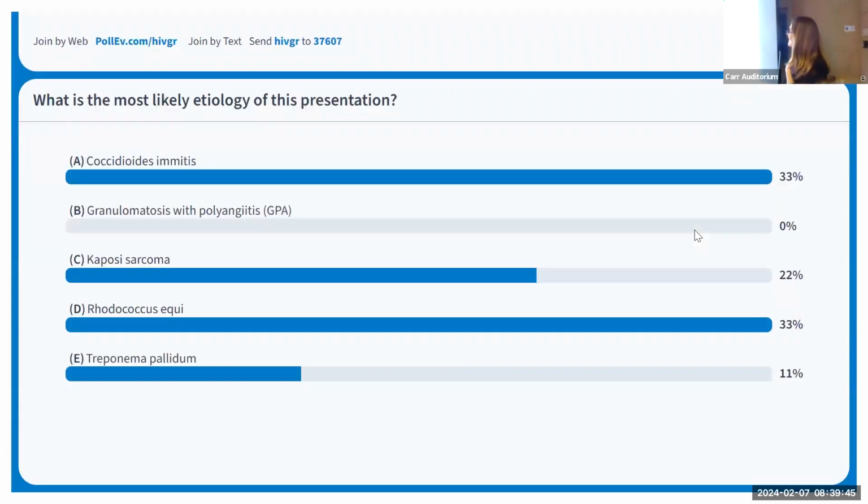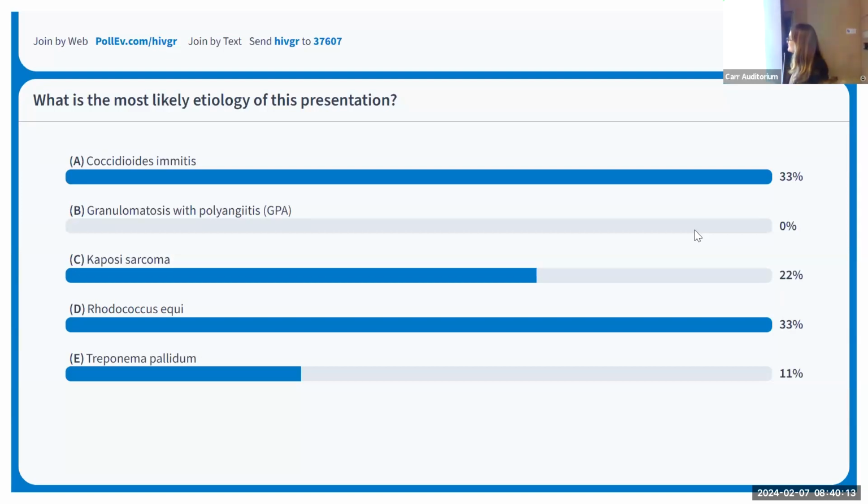Okay, good. All right. So I love, so nobody liked GPA. Okay. So I love that there is such a big split of people's ideas of different things going on. And I think that's how I felt as well whenever I initially saw this case. It was like, what is this? There's such a big differential diagnosis. So before I give you the answer, let me go through a few more findings on the case and see if people change their minds.